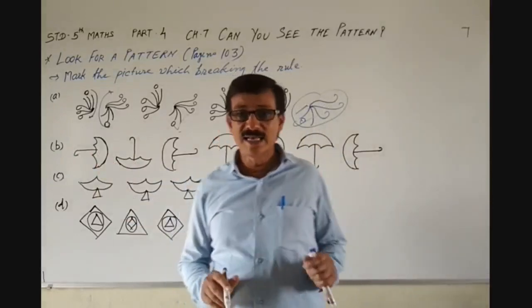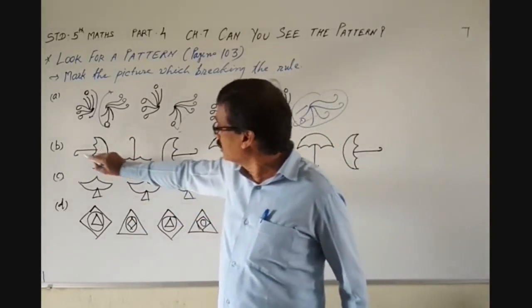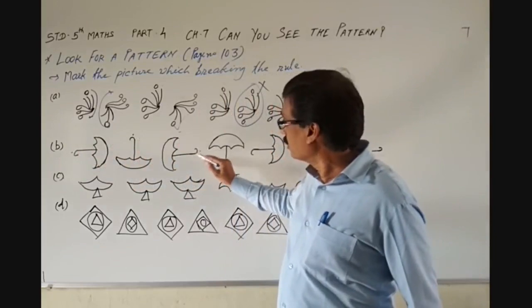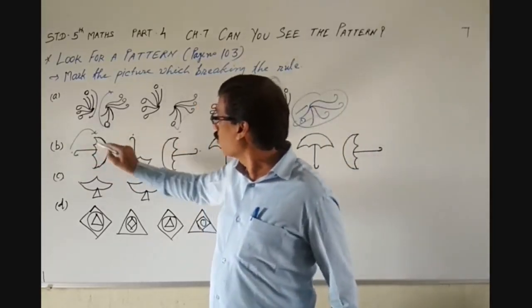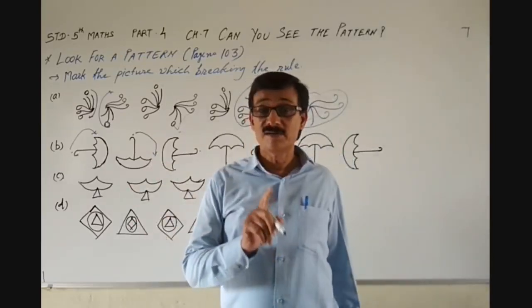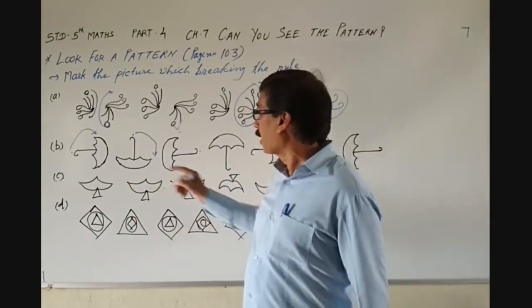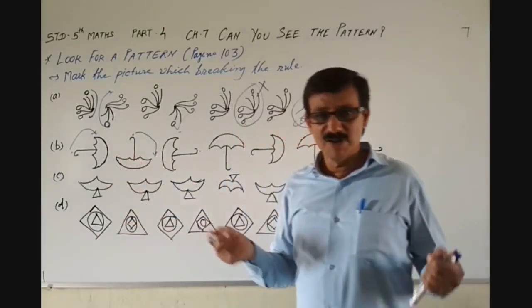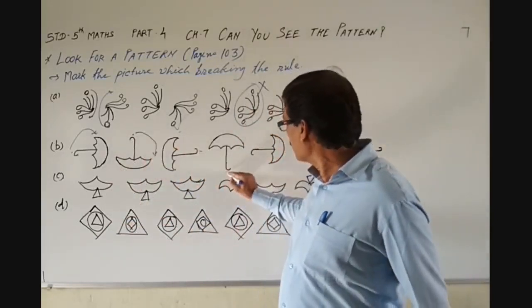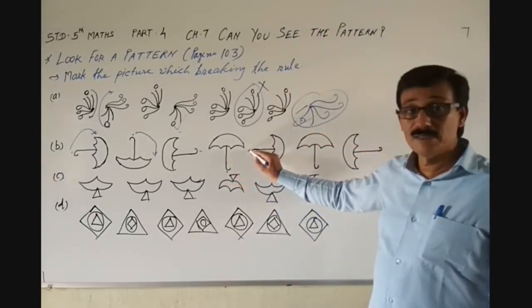Now in the B, this one. See, there is an umbrella-like shape, and you can see it is turning. Once it is here, now it is here, now it is here. So it is a clockwise turn, isn't it? Second thing, it is turning at 90 degrees, or we can say a quarter turn. So this one over here, then it is over here, then it is over here, that is also right.